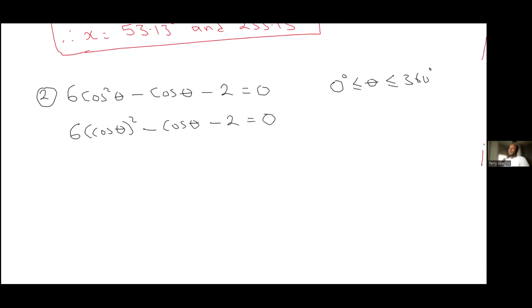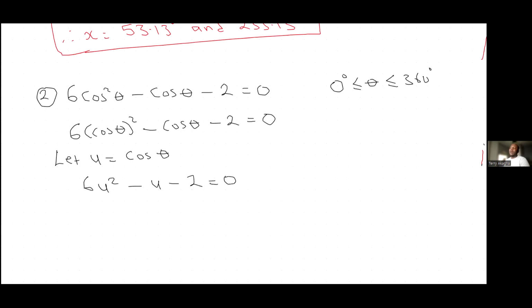Now, what you can do then is, to make it very easy or pleasant for your eyes, you can say let u be equal to what? Cos theta. All right. So that means anywhere I see cos theta, I'm going to put u there. So it's going to become 6u squared minus u minus 2 is equal to what? 0. Now you can see we have a quadratic equation here, okay?